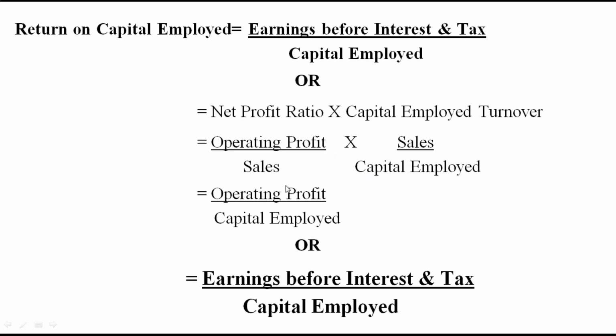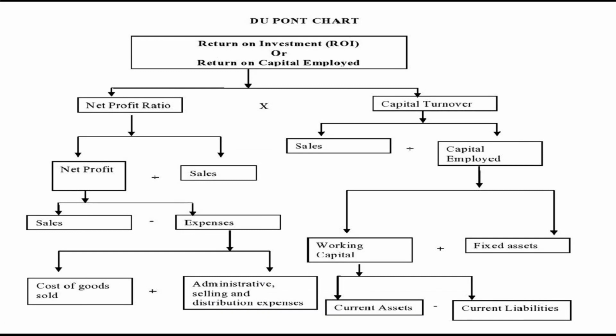So using mathematical operations, the formula of ROI or ROC is EBIT, that is earning before interest and tax, divided by capital employed. Well, this is the DuPont control chart, which explains how these two ratios affect the ROI. Well, net profit ratio and capital turnover ratio.